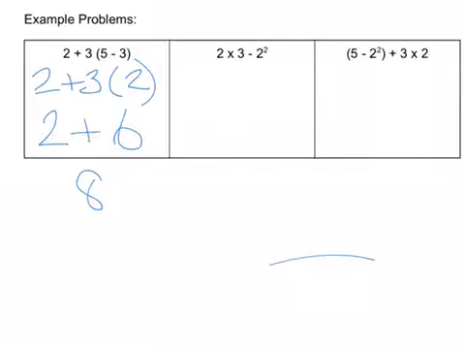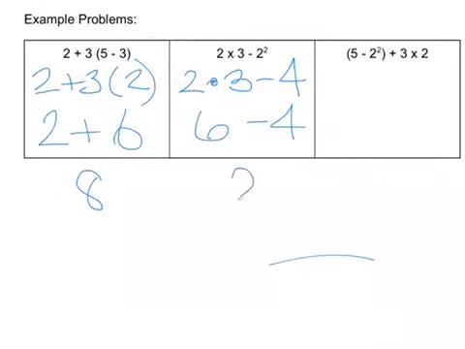Okay. The second example problem, my first step is going to be to do the exponents. No parentheses, so I need to go straight to the exponent. So I have 2 times 3 minus 2 squared is 4. My next step is to multiply. So 2 times 3 is 6 minus 4. And my last step, 6 minus 4 is 2.